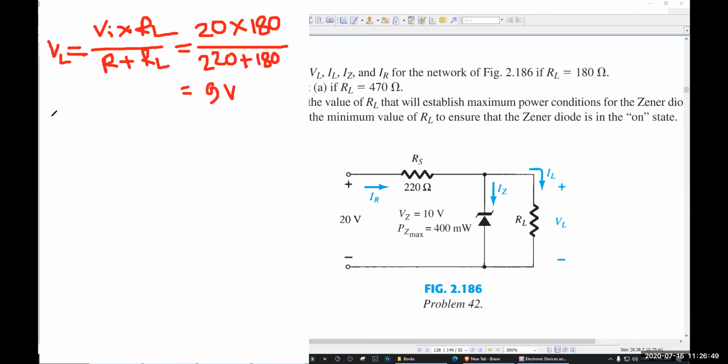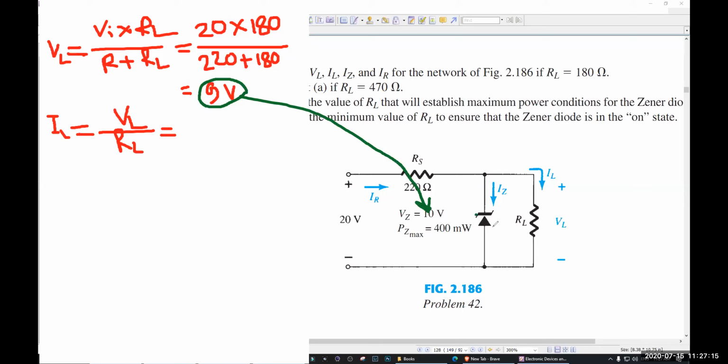Now IL. IL is equal to VL divided by RL. At first find VL, not VZ. Here one thing you have to understand: this 9 volt is less than 10 volt, right? So the Zener diode is not on yet. That's why we have to use VL, not VZ.